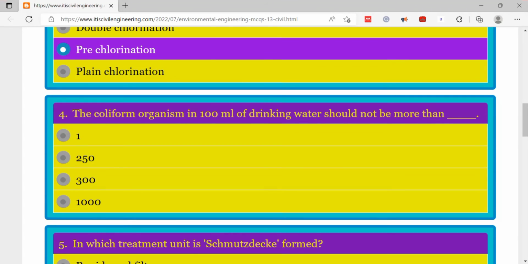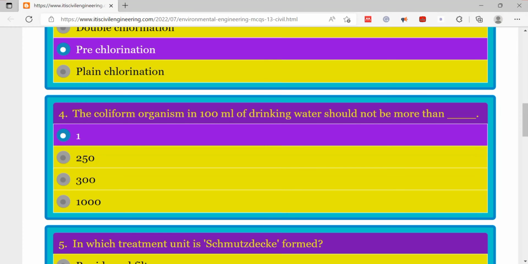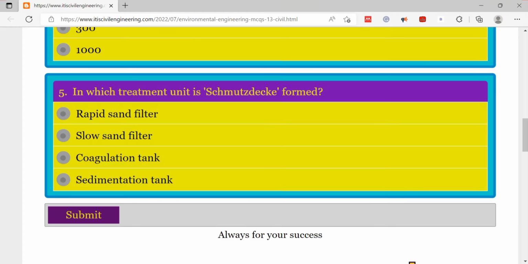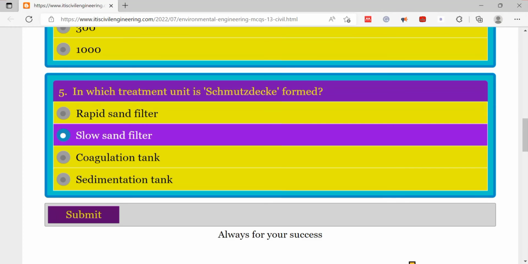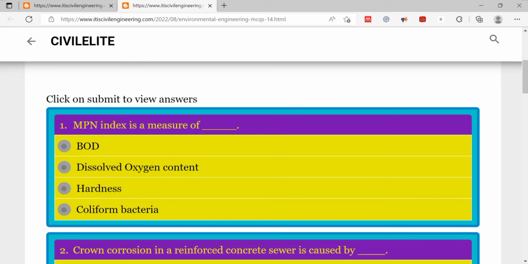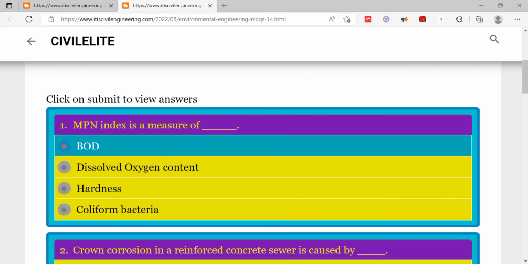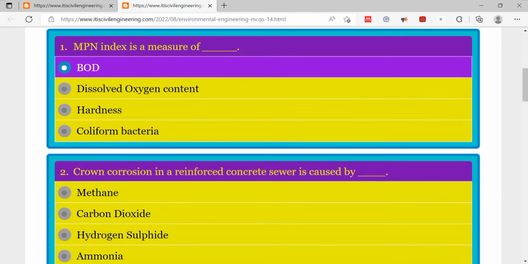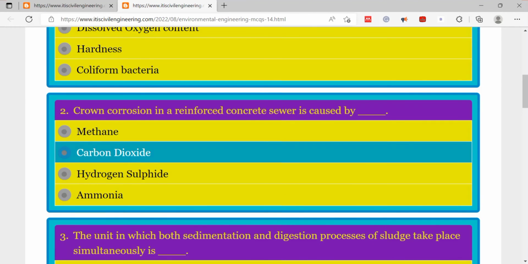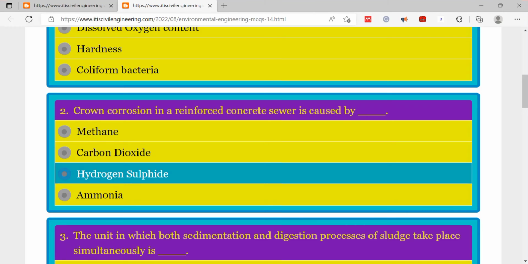The coliform organism in 100 ml of drinking water should not be more than 1. That is 1 in 100 ml. In which treatment unit is the schmutzdecke formed? The schmutzdecke is formed in the slow sand filter. The MPN index is a measure of dash. It is the measure of the biochemical oxygen demand. Crown corrosion in a reinforced concrete sewer is caused by hydrogen sulfide.